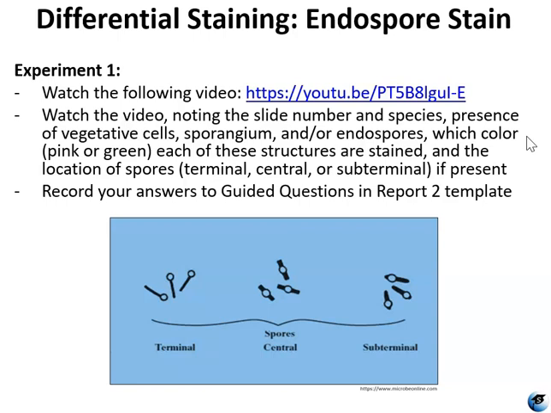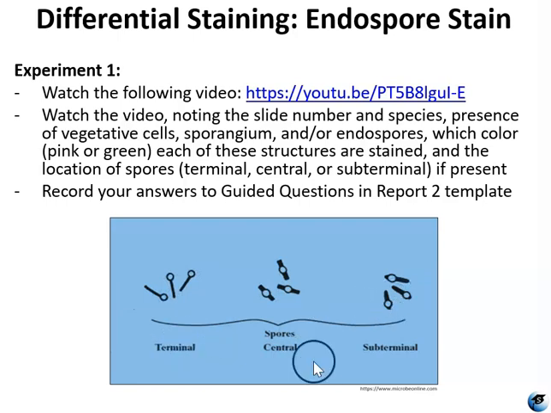Now for experiment 1, you will practice identifying vegetative cells, sporangium, and endospores using this video link here that I made. You'll also try to identify the location of the endospores, as this characteristic is often used in the identification of Bacillus and Clostridium species. So this is a good description here of your locations.